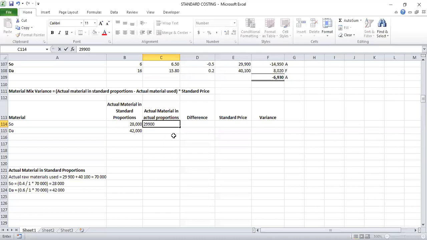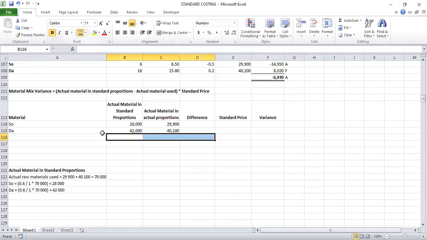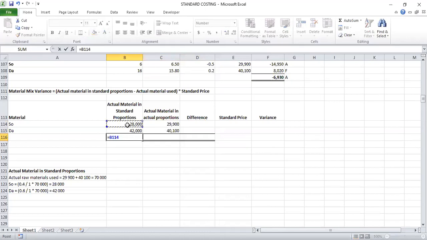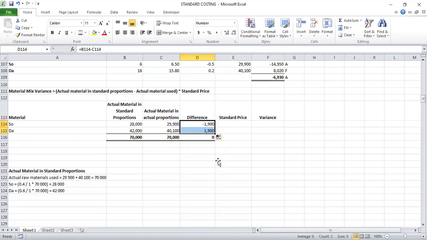So 29,900 and 40,100. So at the end of the day, then the variance, this minus this. So we're saying on Sosa they used 1,900 kgs more than they could have used. Then on Da they used 1,900 less than they could have used. The one that is negative is the one that they used more, because they used 29,900 instead of 28,000. So it is shown as a negative because it's adverse. But then on the Da, they used less of that.